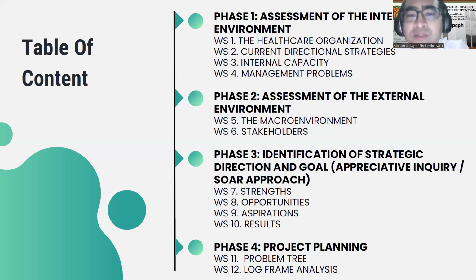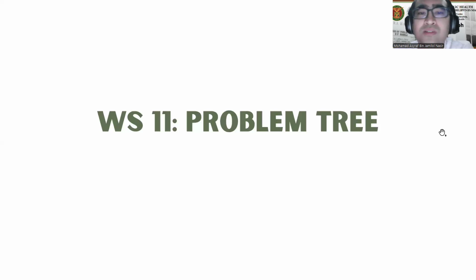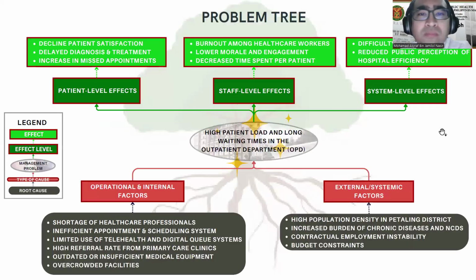So for phase 4, I will include worksheets 11 and 12, where I will translate all my earlier analysis into a targeted, actionable intervention to address a major issue affecting Hospital Shah Alam service delivery. So let's go to the first, worksheet 11, which is the problem tree. Through a systematic analysis of the internal and external factors, I have identified high patient load and long waiting time in the outpatient department as the most critical management problem.